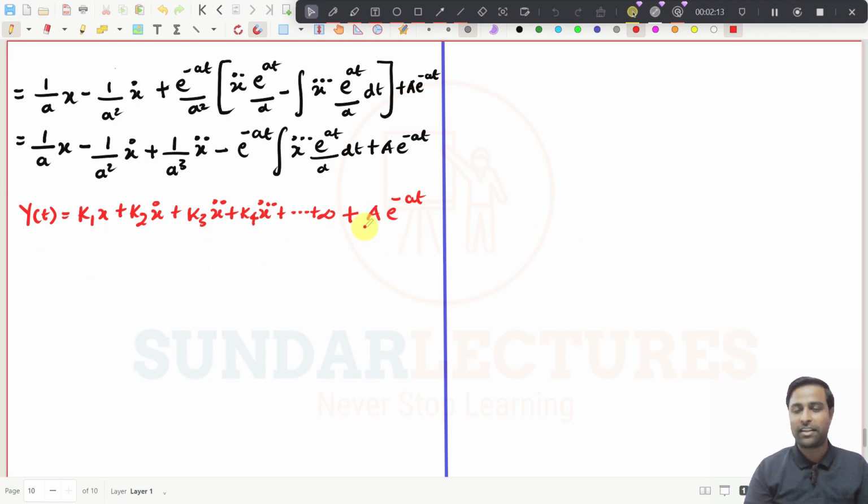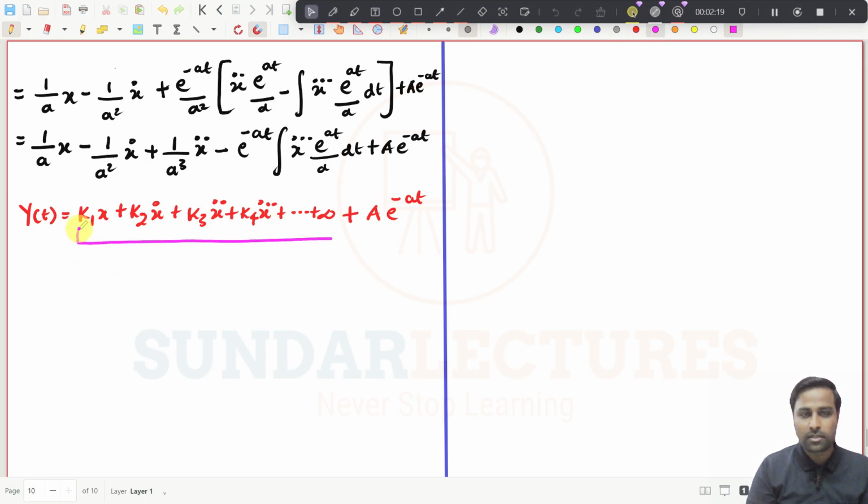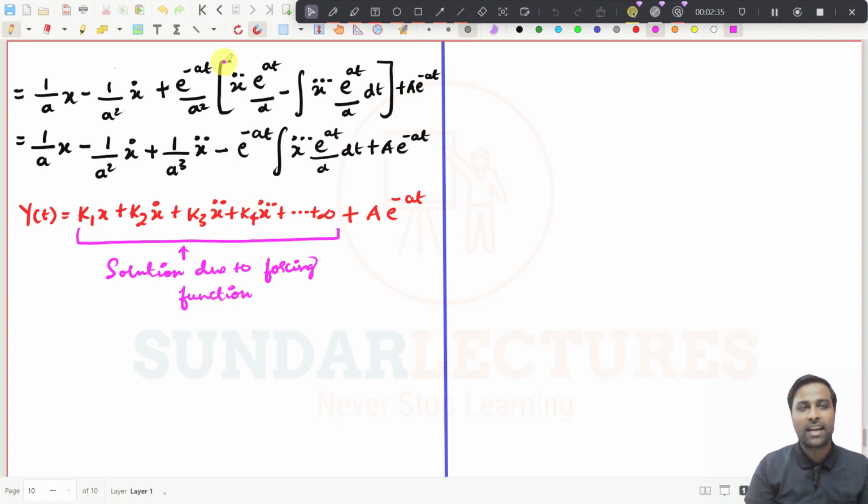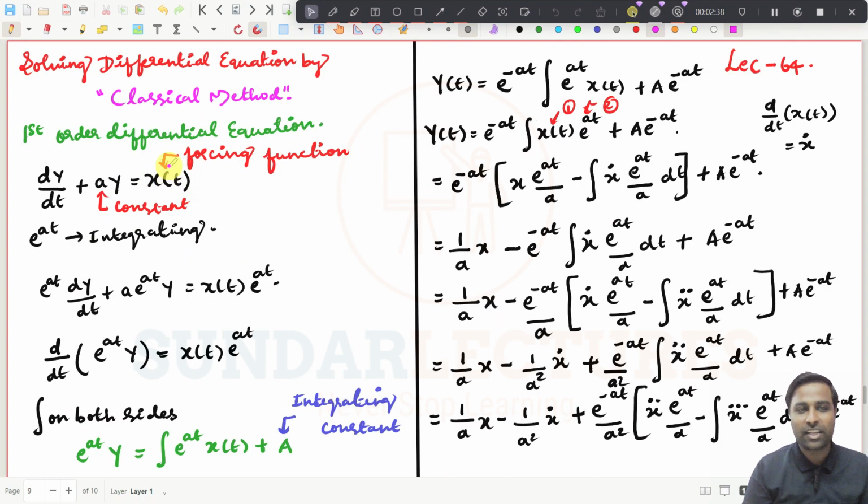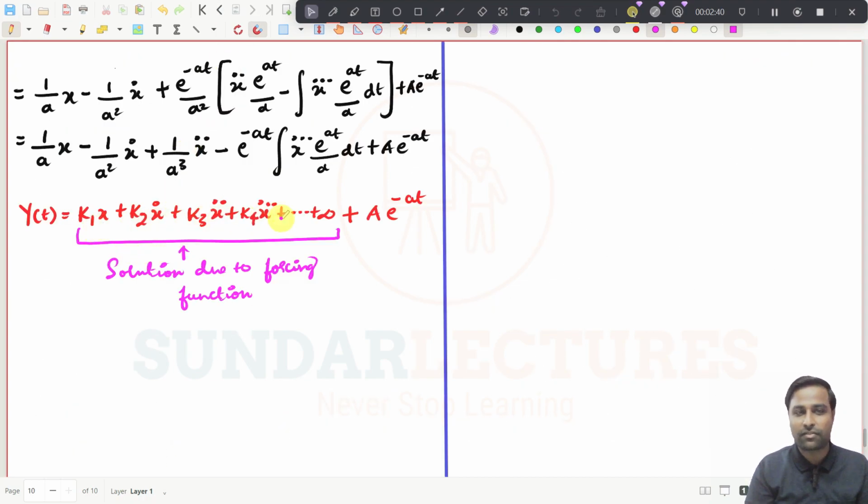This is the solution for the differential equation. Now I will tell you one thing. See, from here to this point, what is this one? This is nothing but the solution due to forcing function. What is the forcing function here? In our example, x of t is the forcing function. See, only x of t will come.